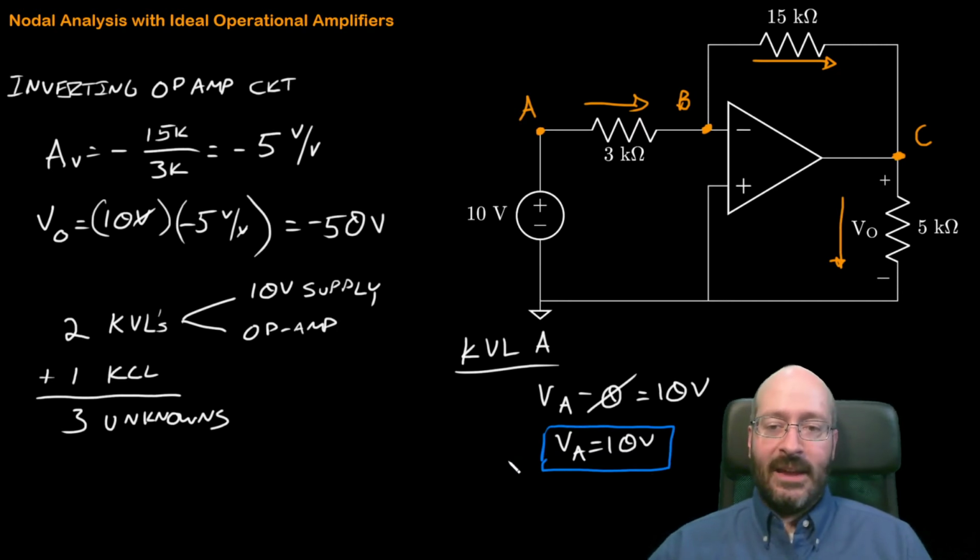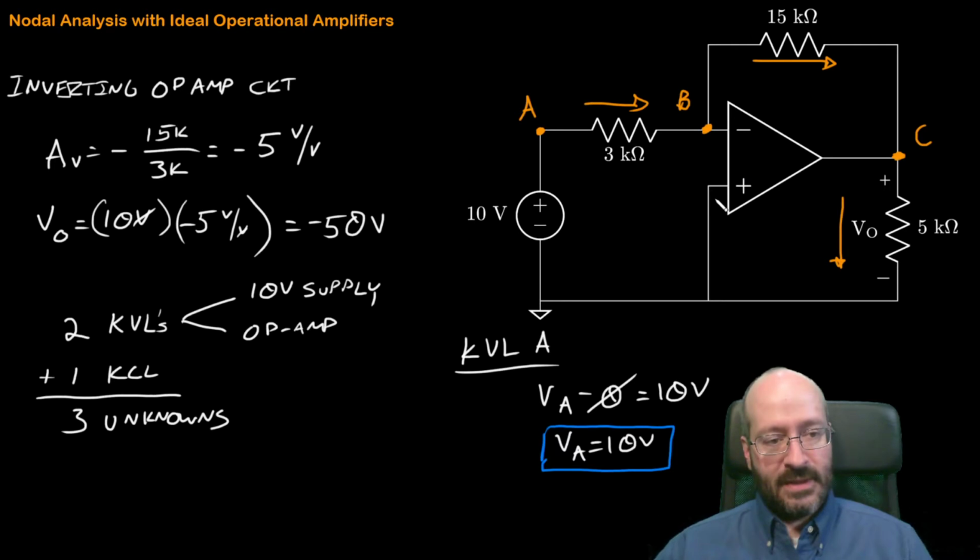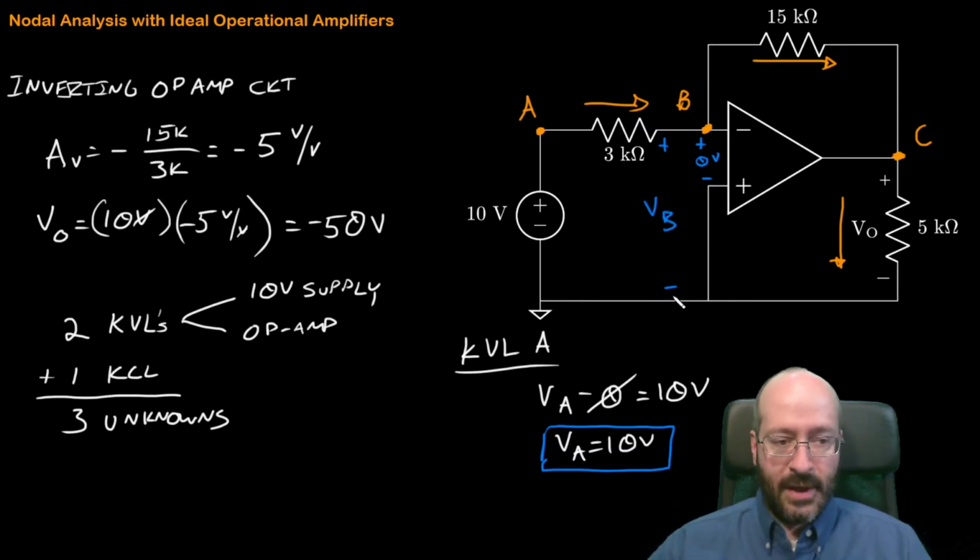Let's write the next KVL, which comes from our assumption that these two voltages are the same. That assumption might look like this: it's 0 volts. I didn't really think about the polarity there because it's 0 volts. So from there to there is 0 volts, and then VB exists from B to ground.